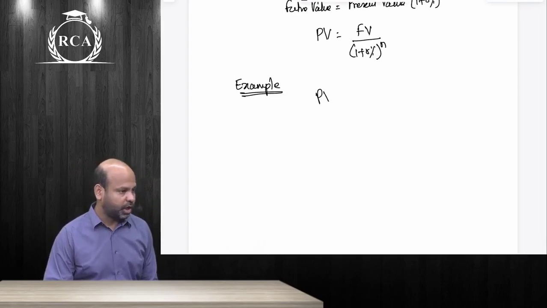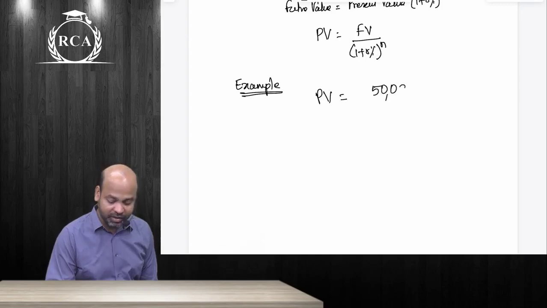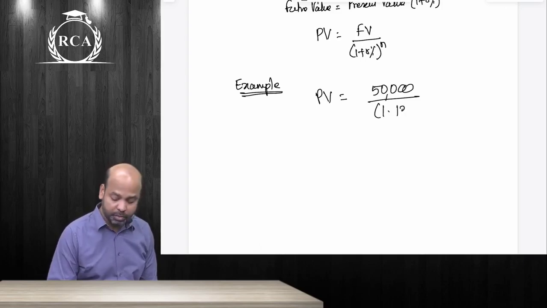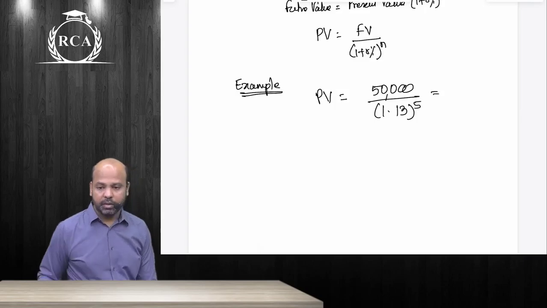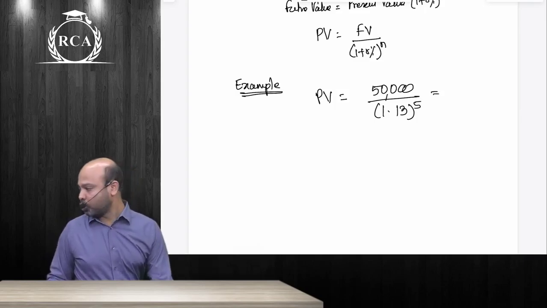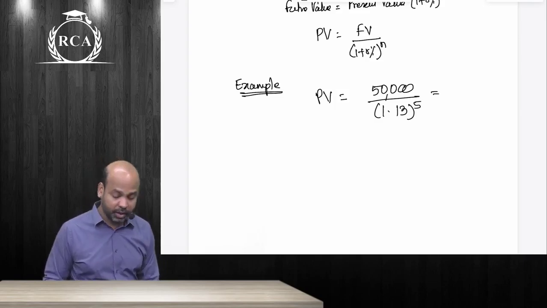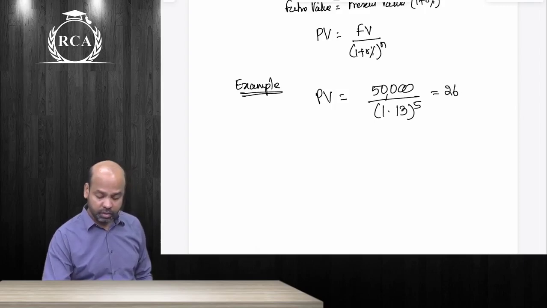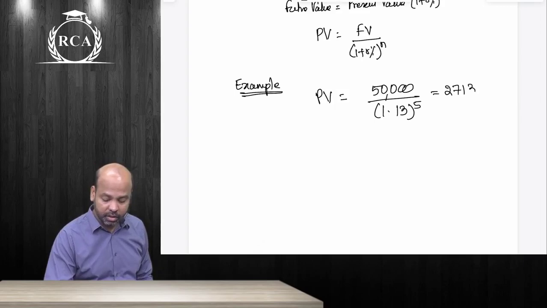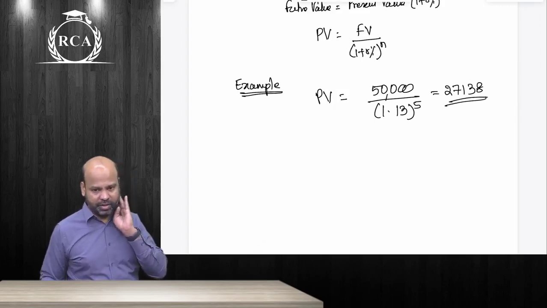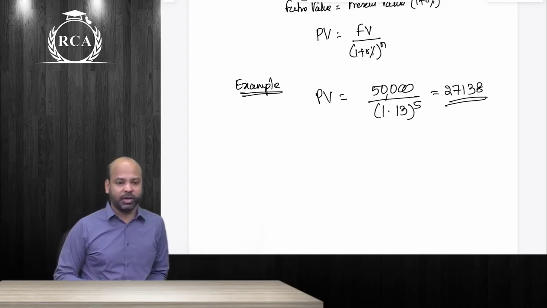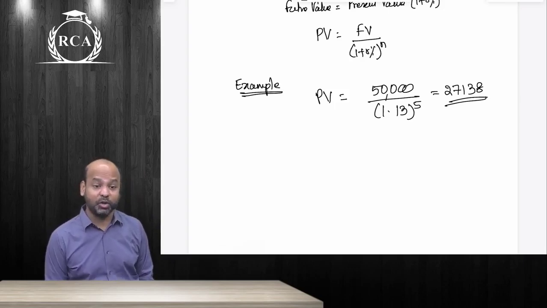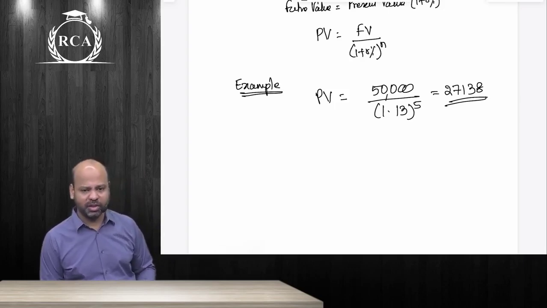You're simply supposed to arrive at the present value. So that is 50,000 rupees divided by 1.13, 13% right? So 1.13 whole power 5. 50,000 divided by 1.13 whole power 5 will be the present value. It comes to about 27,138, so you will be willing to pay 27,138 rupees for this bond today, and you will be making a return of 13% on that and effectively realize an amount of 50,000. Correct? Yes or no?